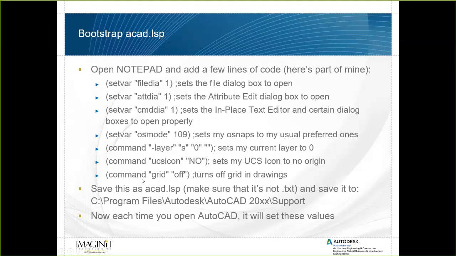And then I have the command grid off, so it turns grid off in the drawings, because how many of you have ever turned on grid or opened up a drawing that has grid turned on? So you save this as an acad.lsp, make sure it's not a .txt, and then you save it to C, Program Files, Autodesk, AutoCAD 2020, 2019, 2018, 2017, etc., support. And every time you open up AutoCAD, it will set those values ahead of time.